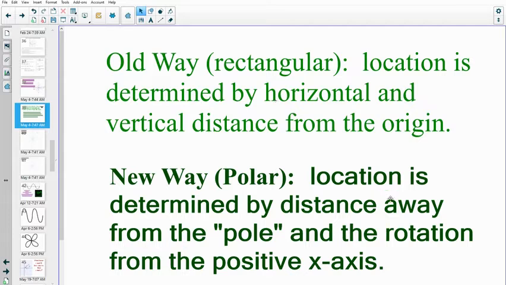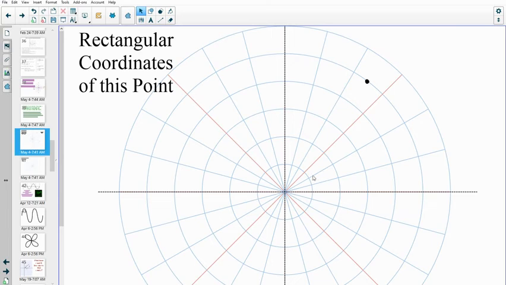In polar graphing, the location of a point is determined by how far we are away from the origin, and then how much of a rotation we have undergone from the positive x-axis. And so, for example, if I say the rectangular coordinates of this point up here, we're going to count over to get from the origin to that point. We're going to go over to the right 1, 2, 3 units, and then we're going to go up, and it's a little bit tricky to see. We're going to go up 1, 2, 3, 4.